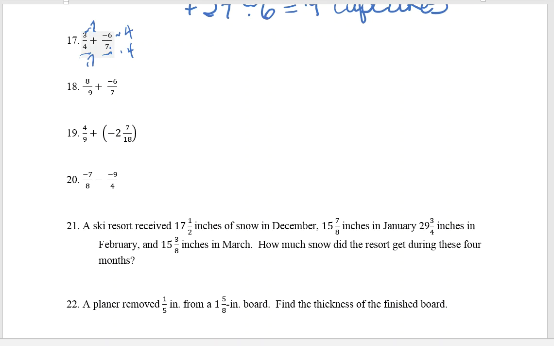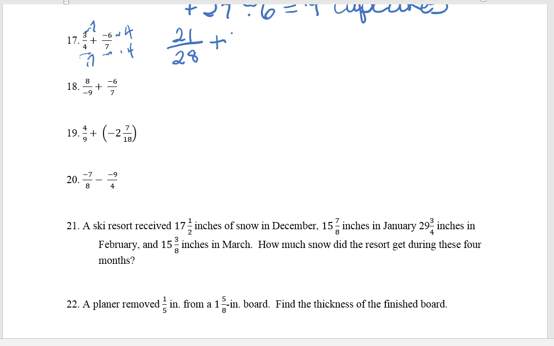The reason I just did this, the 7, over to the other side is I don't have to think about what do both 4 and 7 go into. There may be a smaller number, there might not be, but this way I can just keep moving. So 3 times 7 is 21. 4 times 7 is 28.